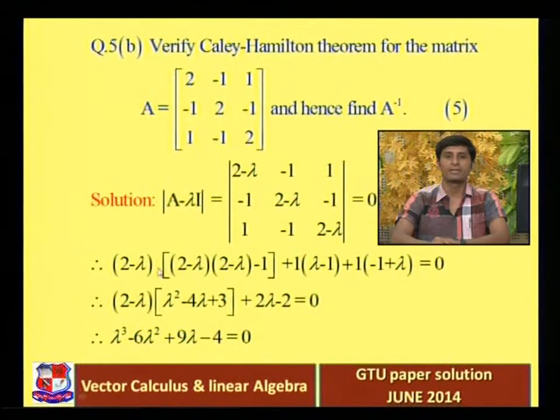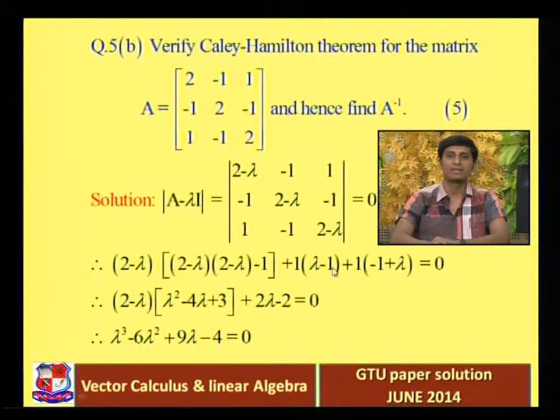Next, how we find the determinant, you all know. 2 minus lambda into (2 minus lambda)(2 minus lambda), and then minus 1 into minus 1 into 2 minus lambda, so that becomes lambda minus 2, and then plus 1, so lambda minus 1, and then plus 1 into 1, minus 2 plus lambda, so lambda minus 1, right? That is equal to 0.